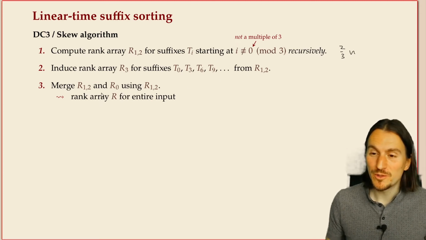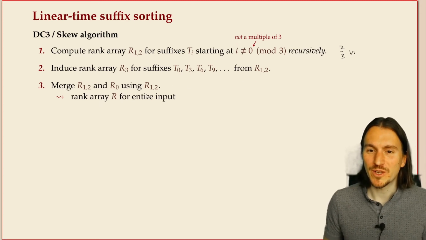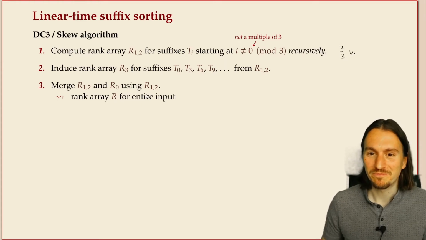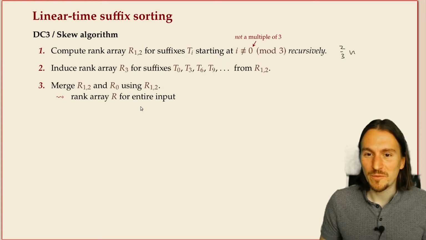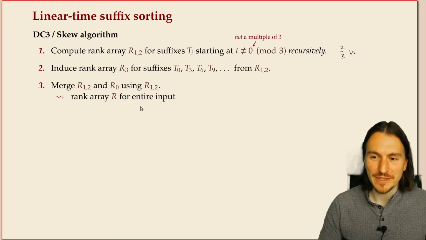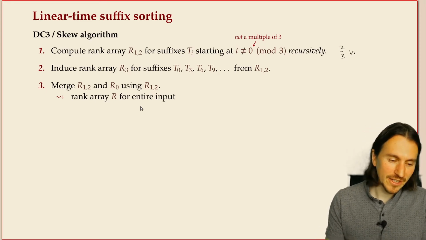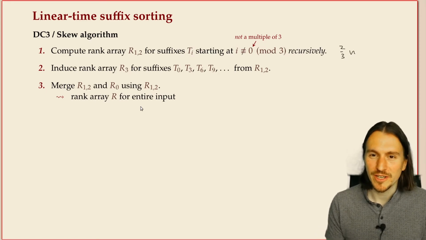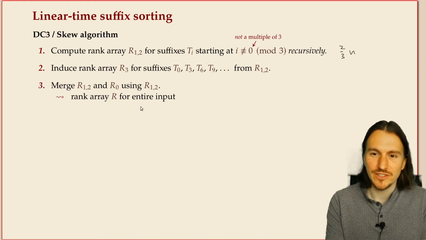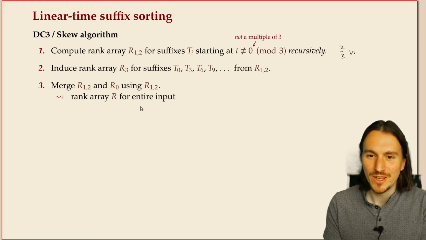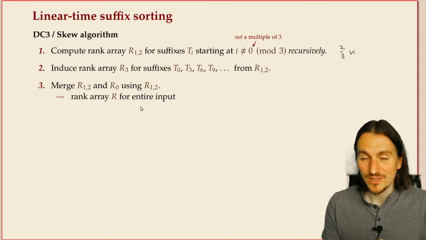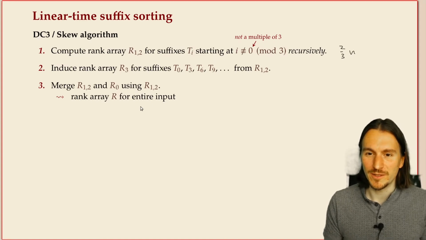And finally, we have 2 sorted lists, so we merge them together, like in merge sort. And that will produce the rank array for the entire input. R, the rank array, is the inverse suffix array, so if you have that, you can easily translate it to the suffix array. So that will construct L as well for us.